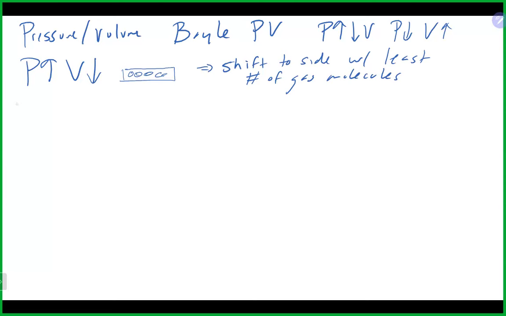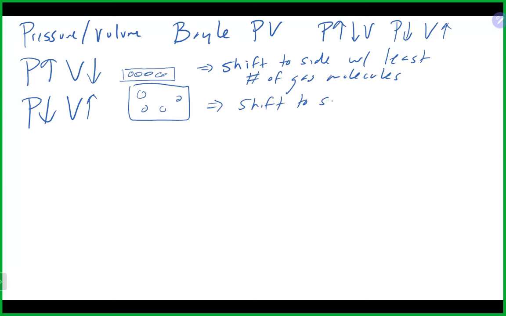Vice versa here, if we drop the pressure, the volume went up, we now have this big volume with gas molecules flying around. So because there's a lot more room for them to fly around in, there's going to be less collisions. We're going to see the pressure start to drop. So what we want to do is bring the pressure back up. So in this case where we have a larger volume, we actually need to shift to the side with more gas molecules. And obviously, both of those are dependent on the actual equation.